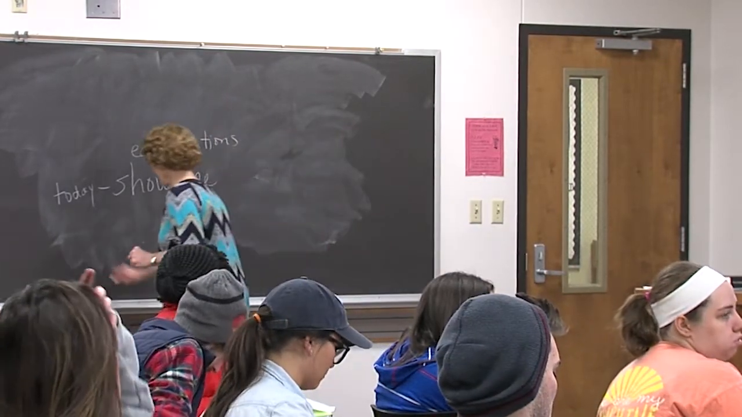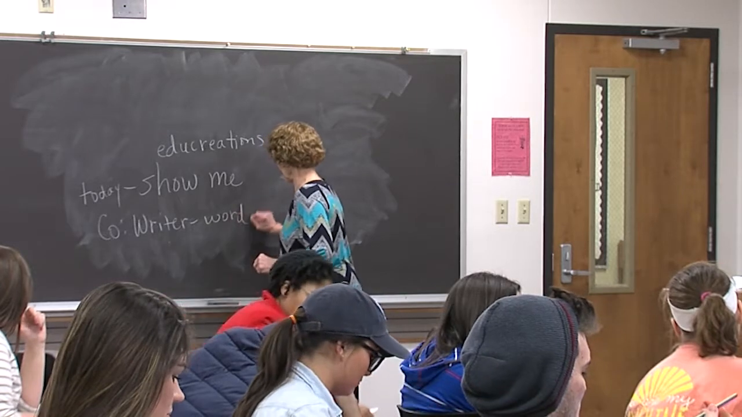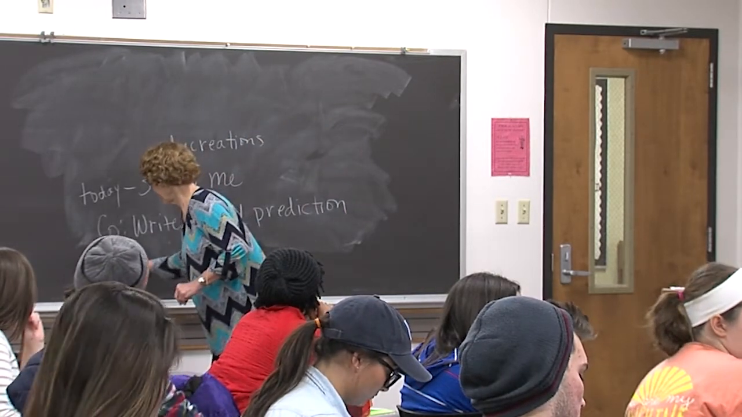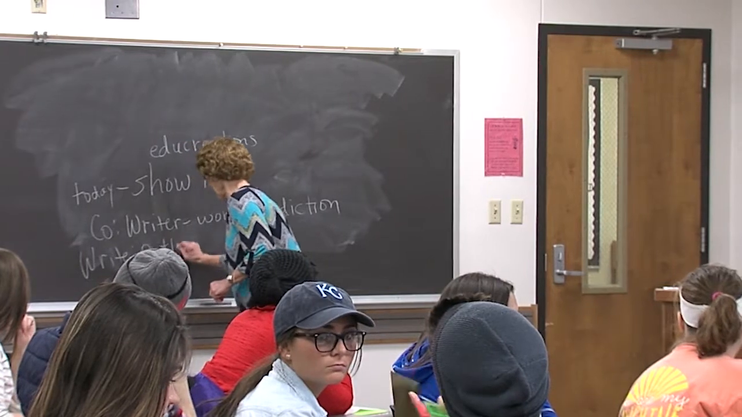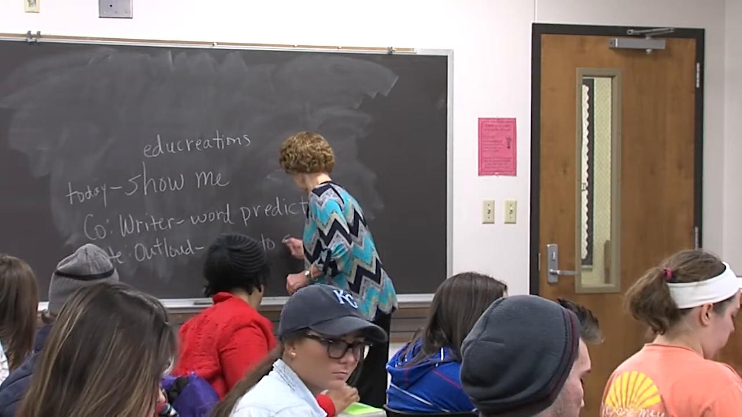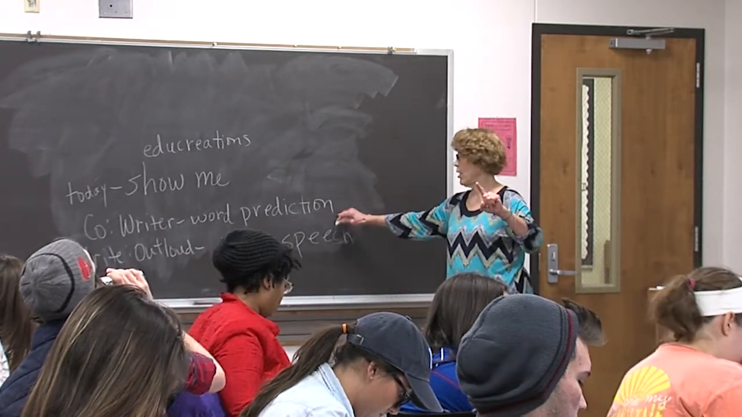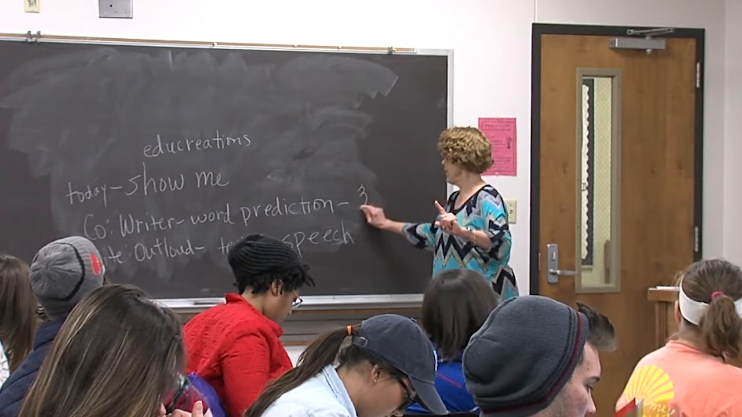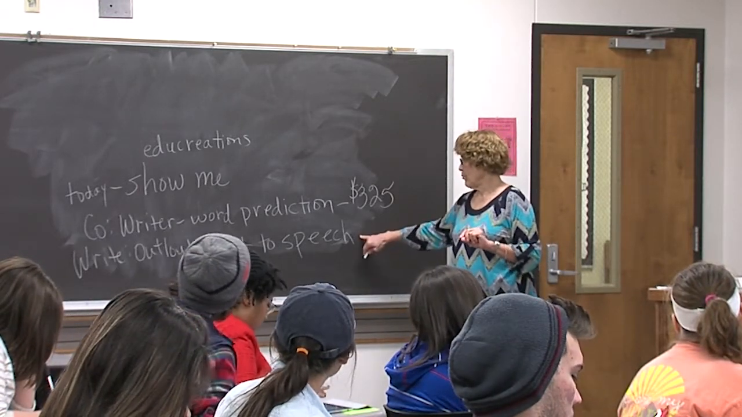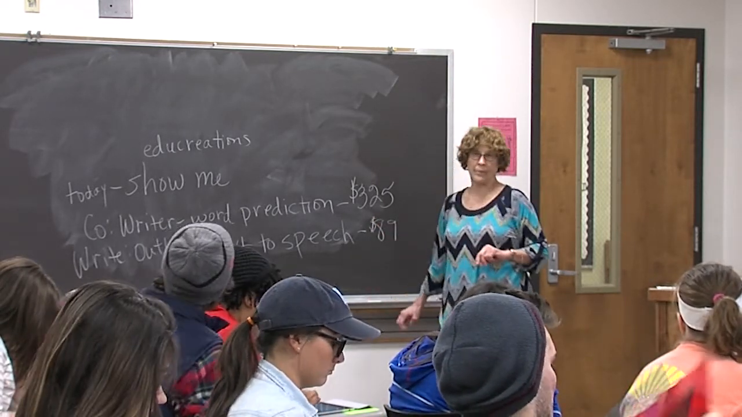So, Co-Writer is word prediction, and you'll see what I mean by that. And Write Out Loud is text to speech. Software. This one license for Co-Writer costs about $325 for one computer. It's pretty pricey. The Write Out Loud text-to-speech is about $89 per computer, so it's really affordable, okay?